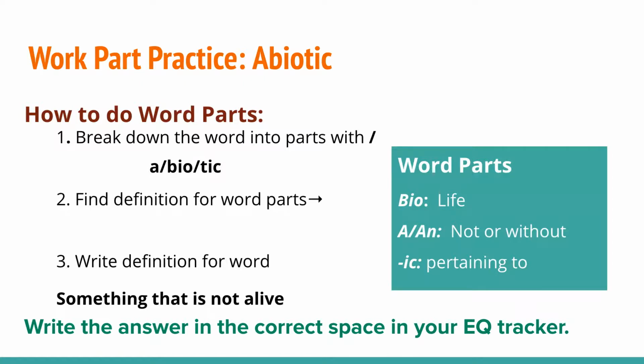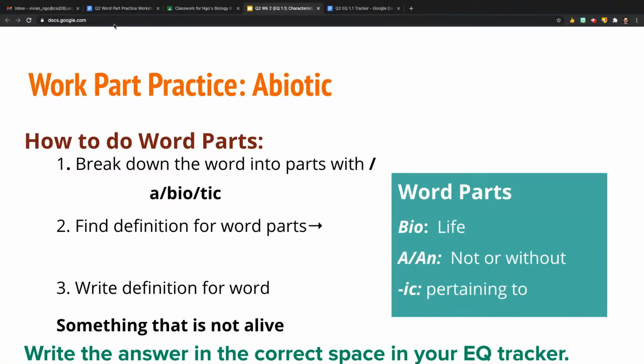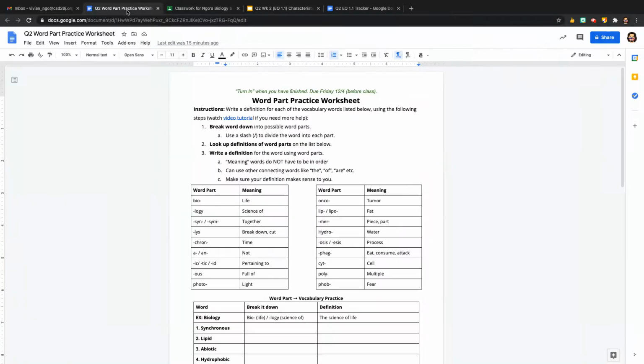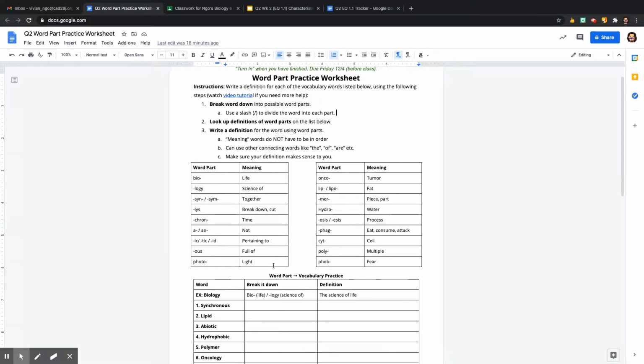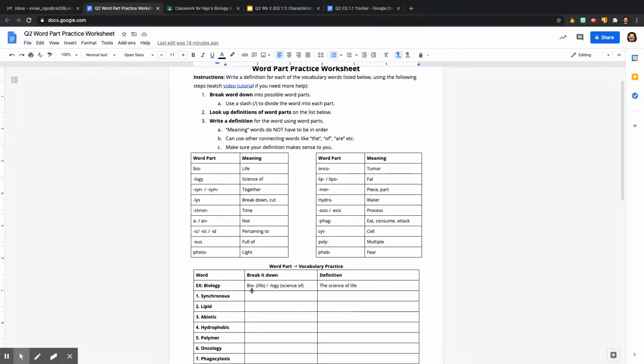Okay, so if you go back to your word part practice right here, you'll see that at the top of it, you have all of the different roots, and it's broken down. So there's the meanings as well. I have an example for you right here as well. Bio means life. Logy means science of. So putting that together, again, it doesn't have to go in order of how the word starts. So it is the science of life.